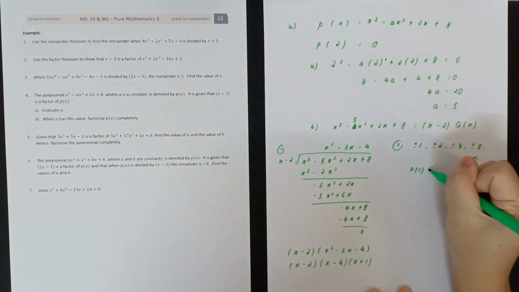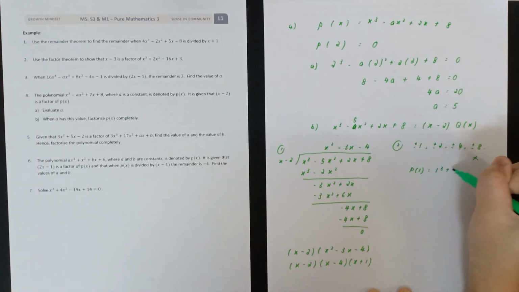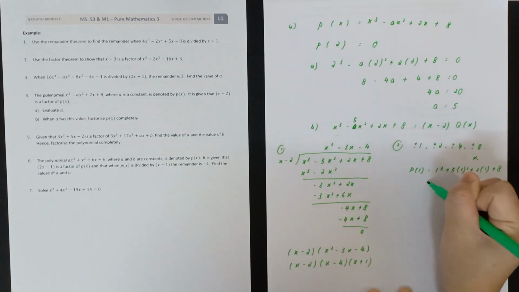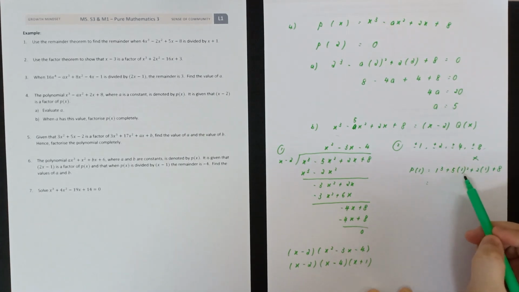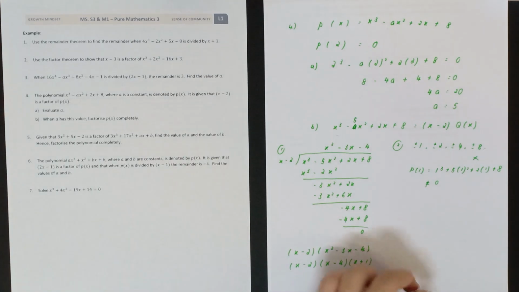So let me try. P(1), so I substitute 1 here. 1 power 3 plus 5, 1 square plus 2 times 1 plus 8. Okay, so you check. So 1 plus 5. So definitely for this one, you are not getting 0 already. So x minus 1 is not the factor. Okay, so let me try the other one.